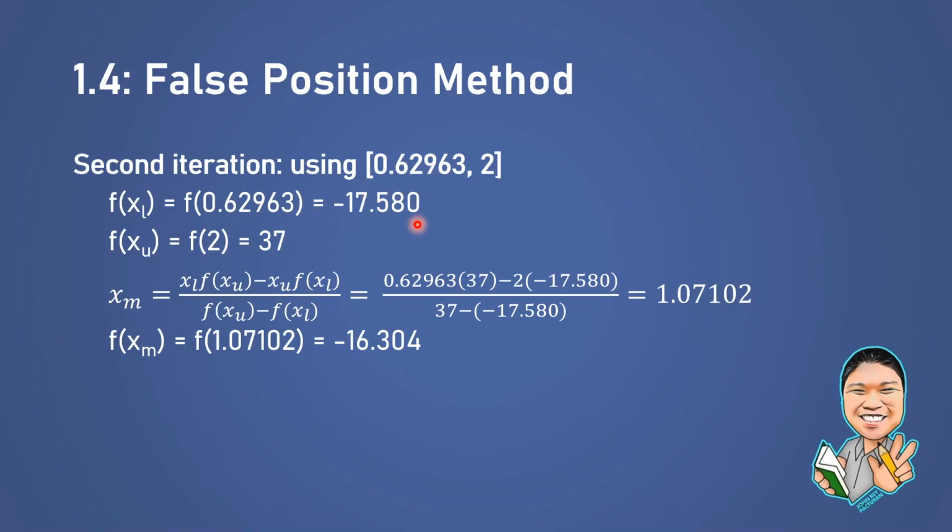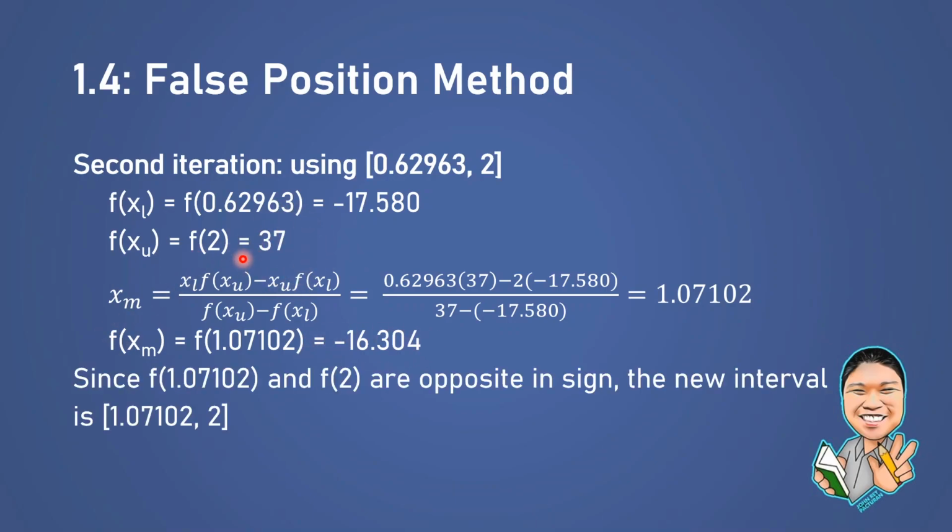So, di ba, this is negative. Tapos, yung x sub m is negative. Yung x sub u is positive. So, ibig sabihin, dahil yung f of 1.07102 and f of 2 are in opposite sign, the new interval must be these two. So, wala siyang halos, no? Kumbaga, improvement nga lang to ni bisection method. Kaya kung naintindihan mo yung bisection method, most likely, madali mong magagets itong false position method. Ang pinagkaiba lang is yung x sub m.